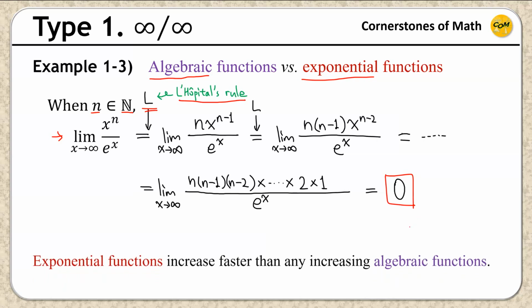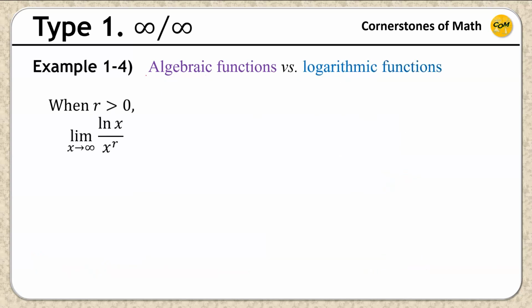That is, we arrive at the important conclusion, which is that exponential functions increase faster than any increasing algebraic functions. And since we have dealt with exponential functions, it is only fair if we also compare the growth rates between algebraic functions and logarithmic functions.